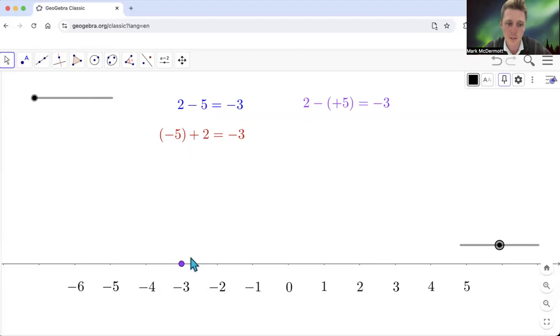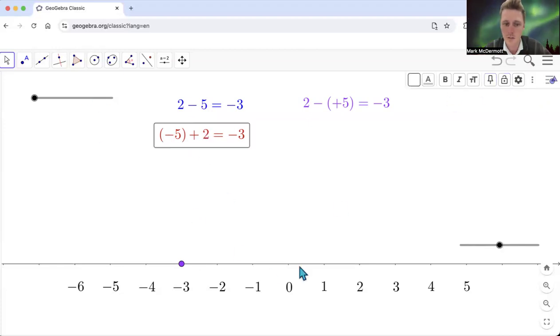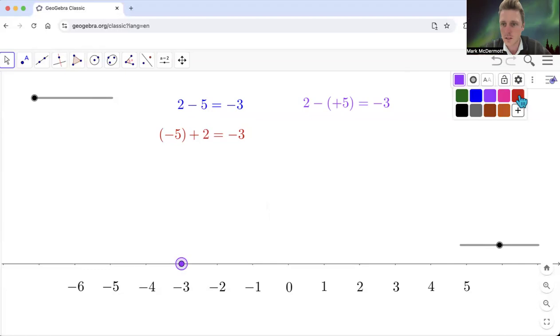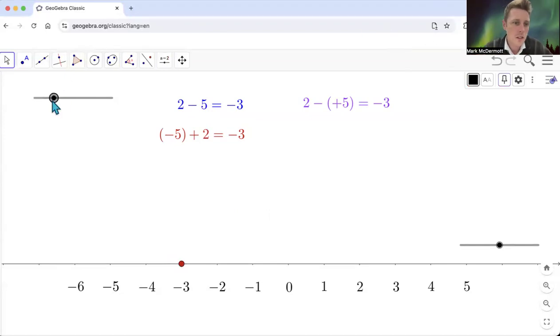It's negative 5 plus 2. And let's see what that looks like if I change the color here. So we're starting at negative 5 now. We're starting at negative 5, so we're here. And then we're going to add 2. So we're going to go 1, 2. So you can see that negative 5 plus 2 is negative 3. So we get the same result.